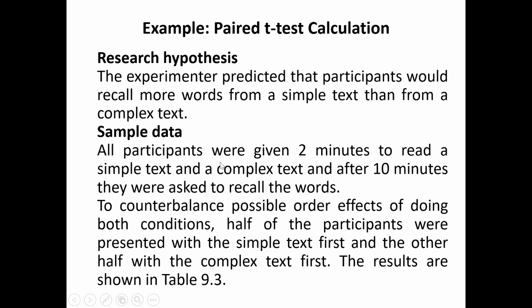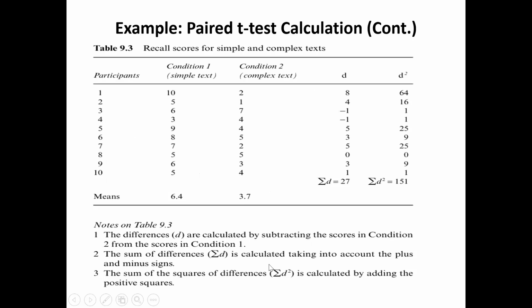So we have an assumed set of data for such an experiment in table 2, and that's the table. And in this table, we have the recall scores for simple and complex texts. And we have a set of participants. We have 10 participants.